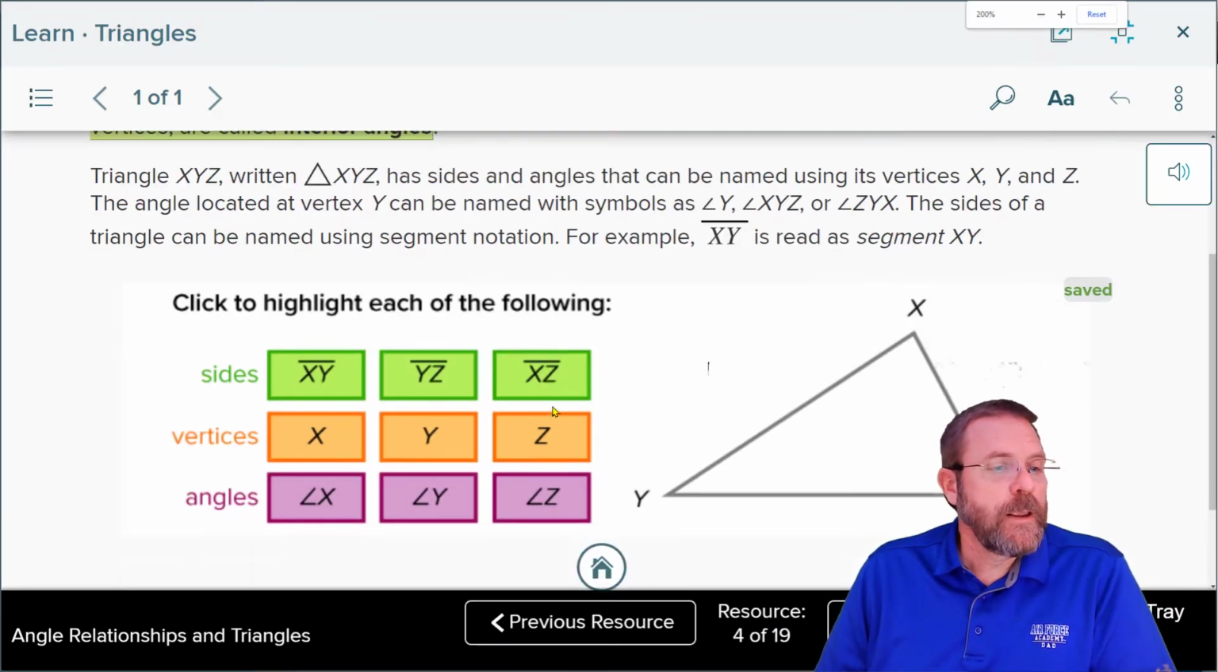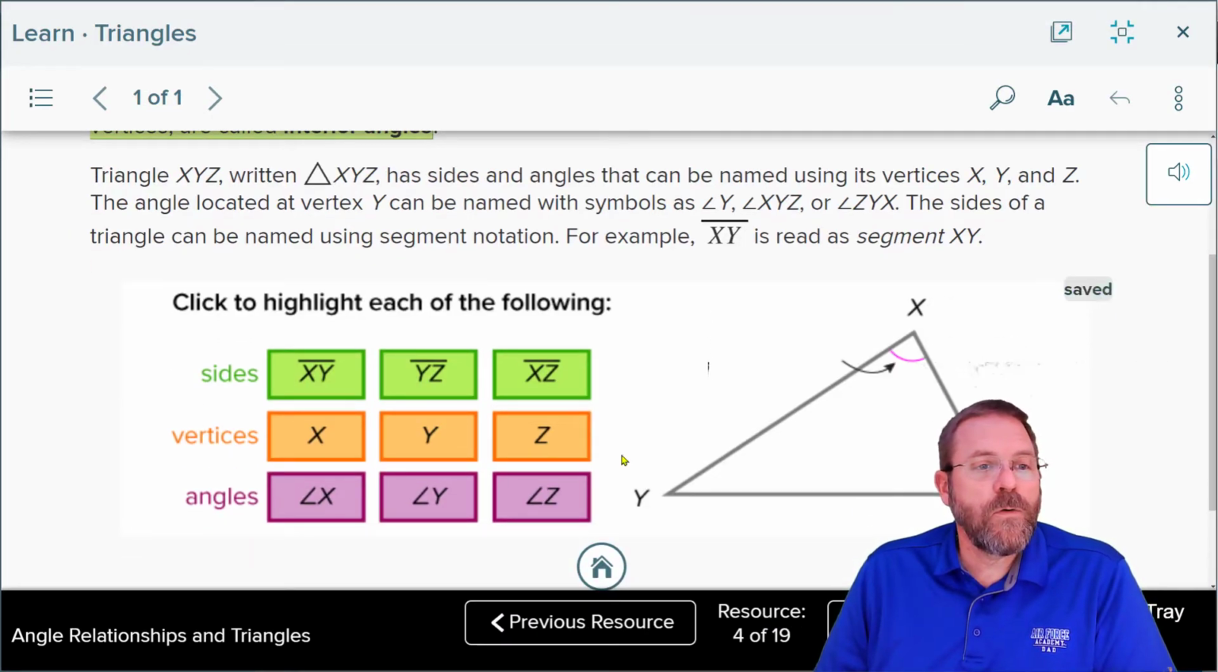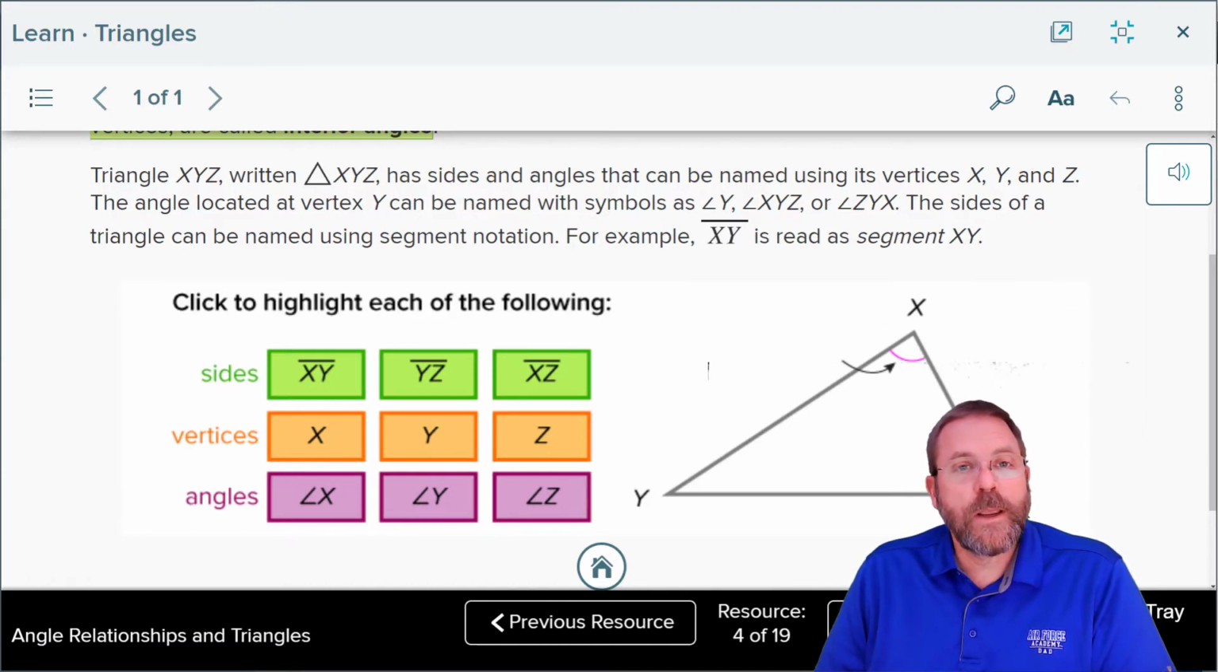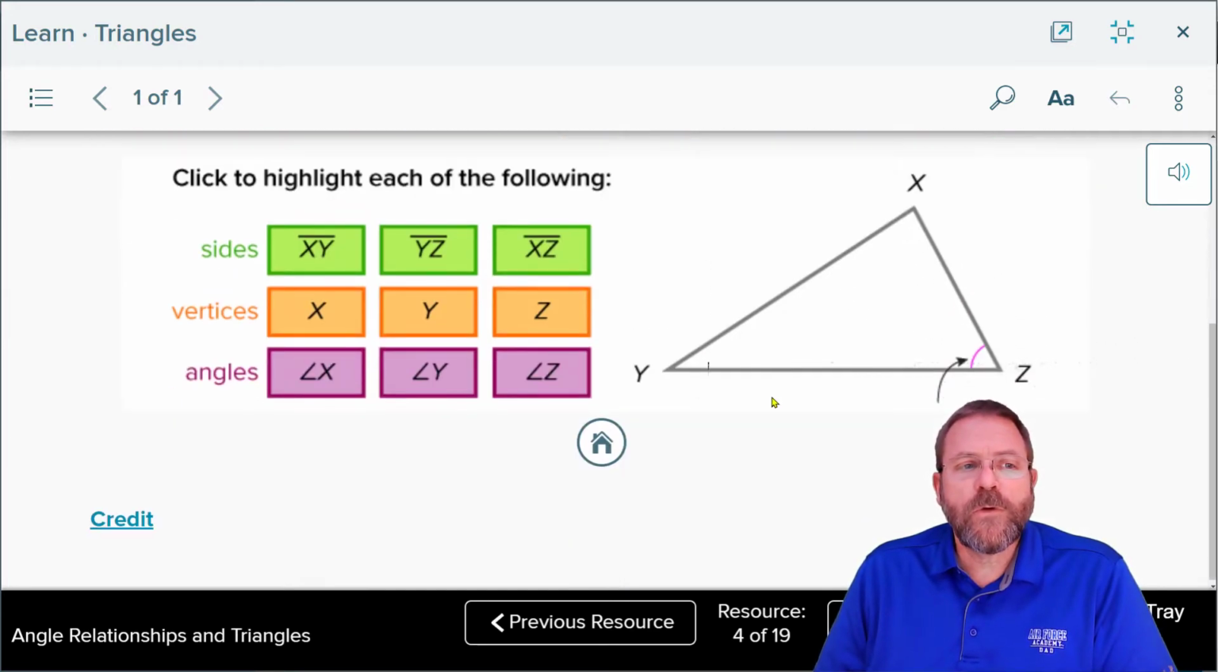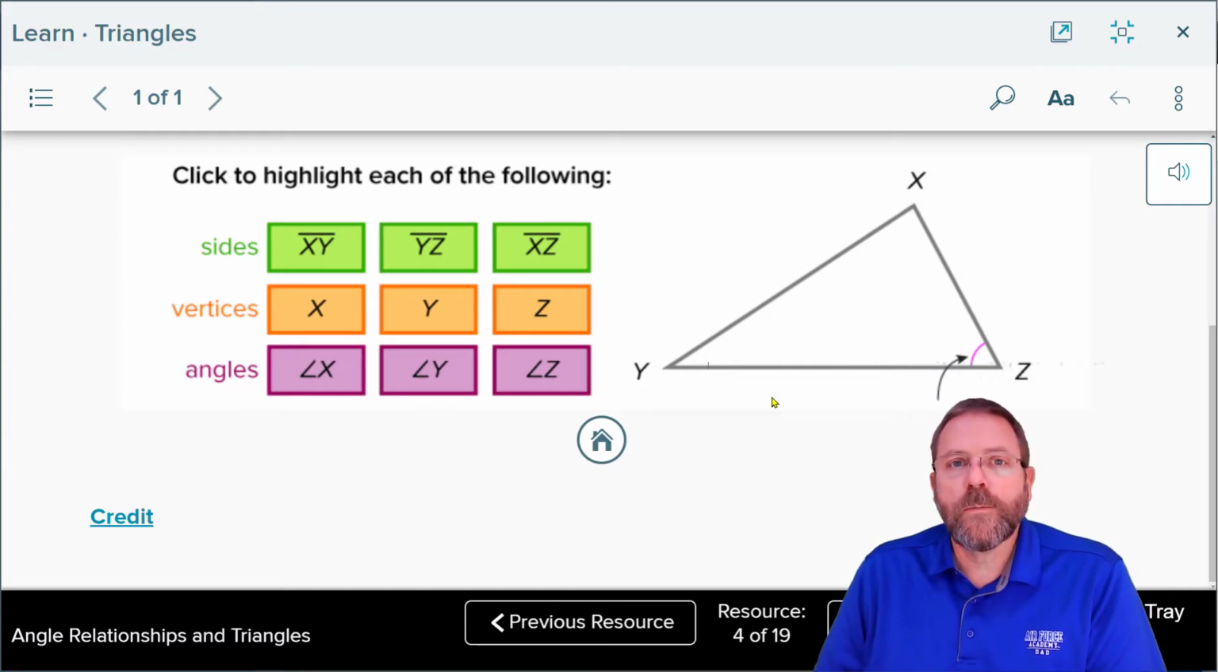And then finally, we're going to look at our angles. You have angle X, which is also known as angle YXZ or angle ZXY. We have angle Y, which is also known as angle XYZ or angle ZYX. And we have angle Z, which is also known as angle XZY or angle YZX. Remember, the vertex is always going to be the middle letter when using all 3 letters to name the angle.